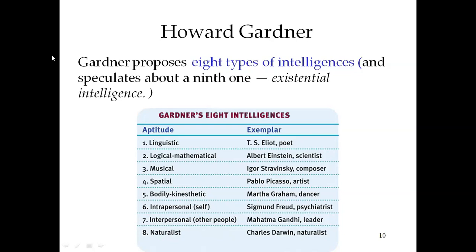And here he gives some examples as well. For linguistic, there are some very popular people, like poets; logical-mathematical, scientists; music composers, artists, dancers, psychiatrists, right? Or leaders. Naturalist means some of the theory, like Charles Darwin, right?